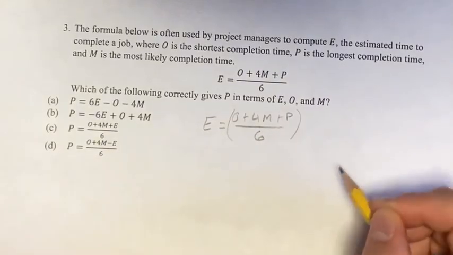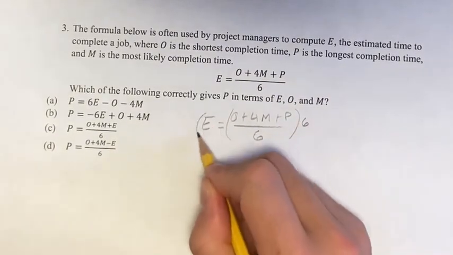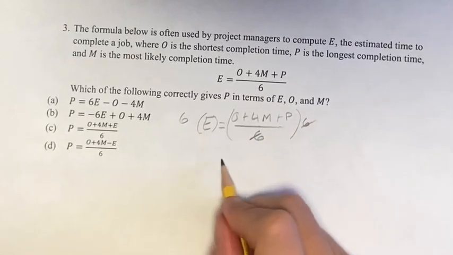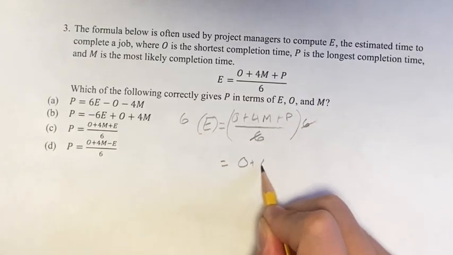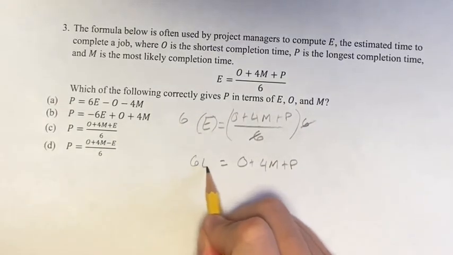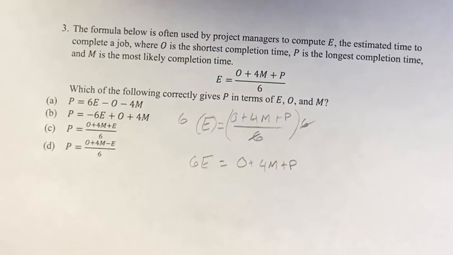First thing we can do is multiply both sides by 6. What that does, these cancel and you have no denominator. So this side we just have O plus 4M plus P. And on this side we have 6 times E, which is just 6E. And we want to get P on its own.